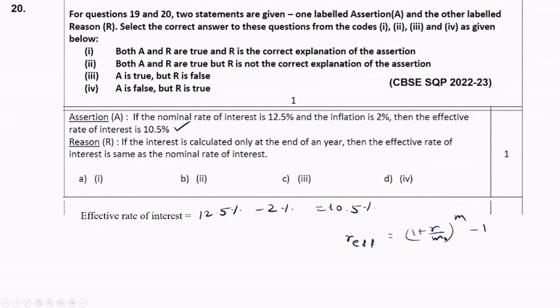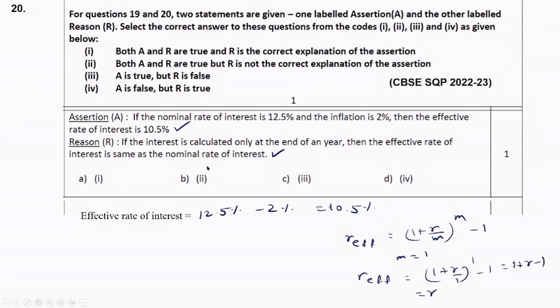If R is compounded every year, then we will have M as equal to 1. As a result, we will have R effective equal to (1 plus R by 1) the whole raised to 1 minus 1. It is 1 plus R minus 1, which is equal to R. So here if the interest is calculated only at the end of a year, then the effective rate is the same as the nominal interest rate. So the reason is also true.